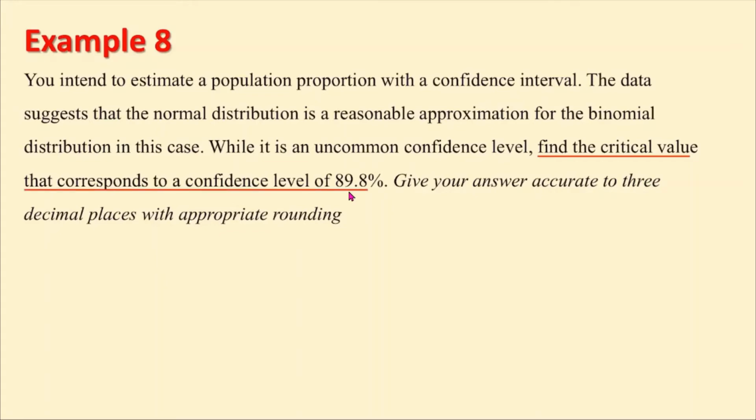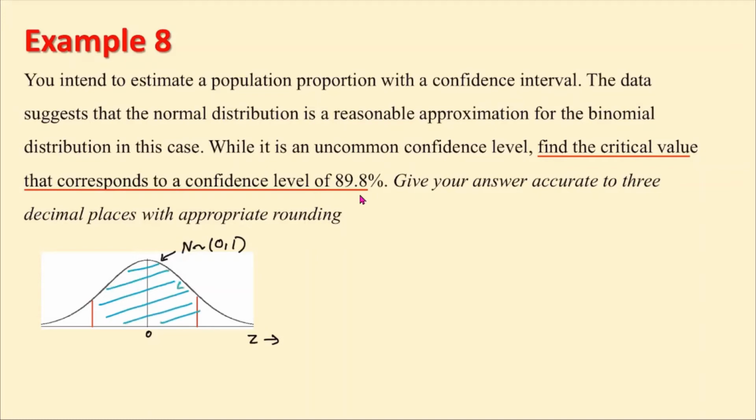First, we need to draw the normal distribution. That's where we begin. So suppose that is my normal distribution. A standard normal distribution with mean 0 and standard deviation 1, z values along the x-axis, 0 in the middle. And 89.8% is in the middle because that is the confidence interval we are looking for. So we have this area in the middle, and this area is your C. C is equal to 0.898. That is the area in the middle.